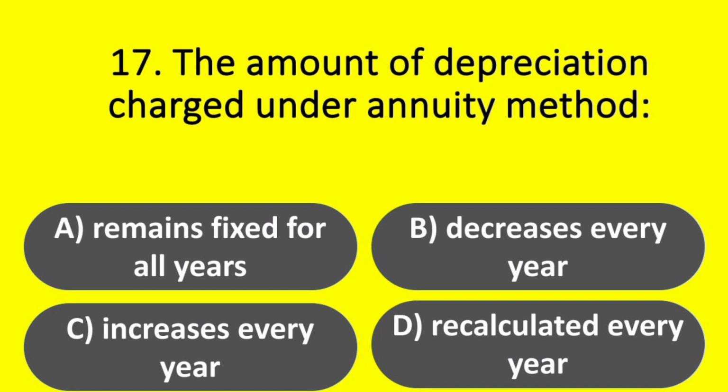The amount of depreciation charged under annuity method: option A, remains fixed for all years; option B, decreases every year; option C, increases every year; option D, recalculated every year. Answer: option A, remains fixed for all years.